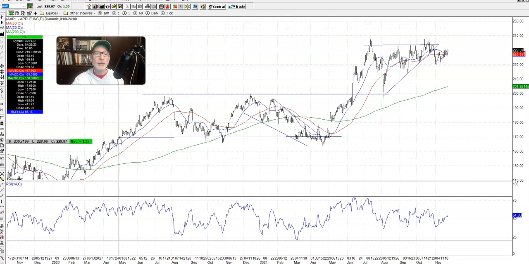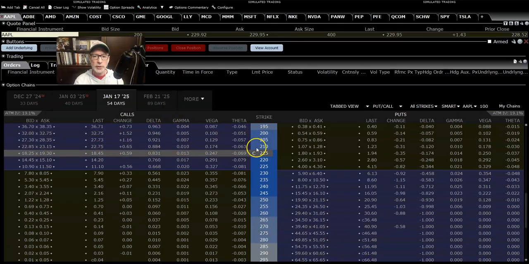We'll show you that. So you have to figure out which strike price should I buy because I'm bullish. Okay, so let's go back to the option chain here. So here's your strike prices. This is just a portion of the strike prices that are listed for Apple for the January 17, 2025 expiration. It's got 54 days until expiration.